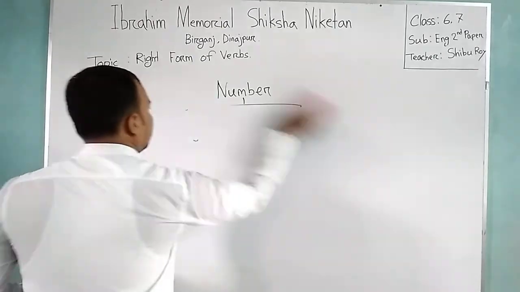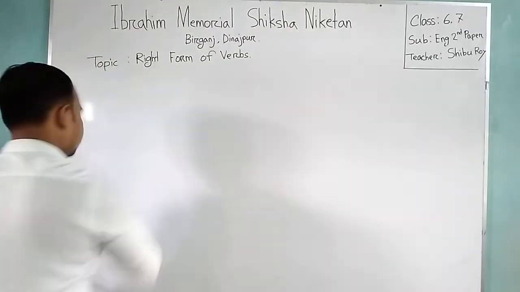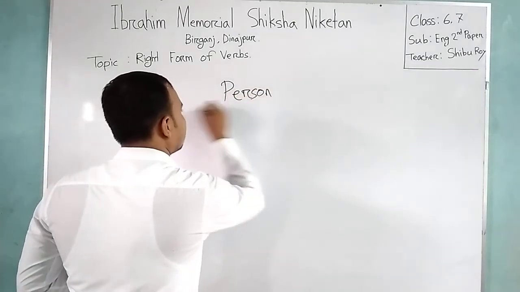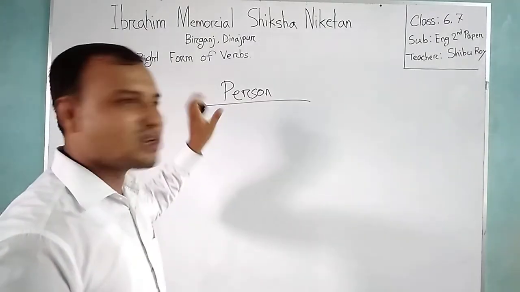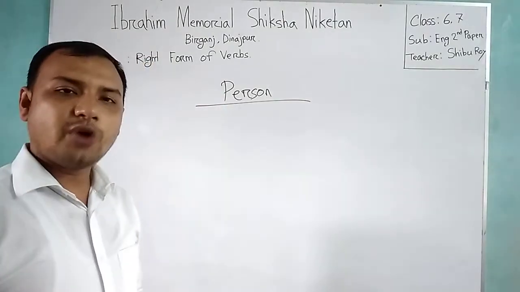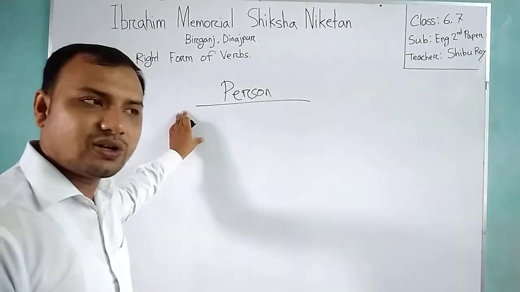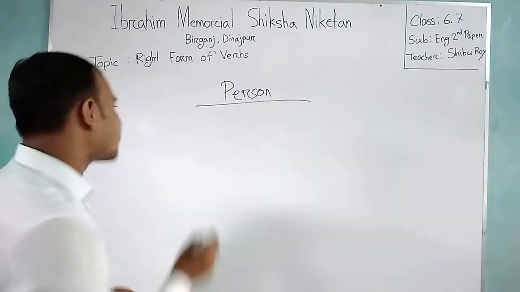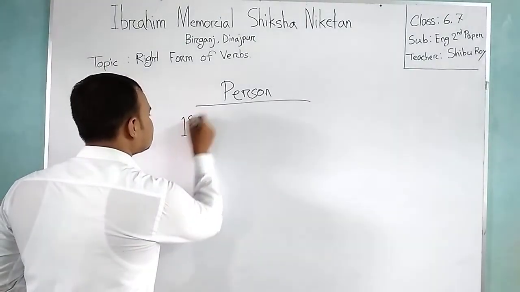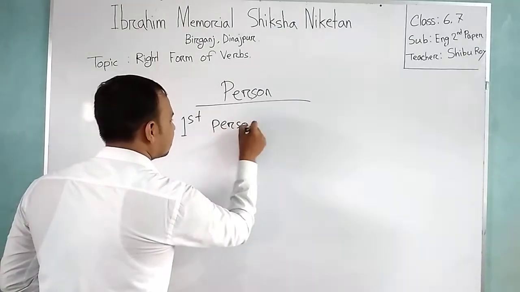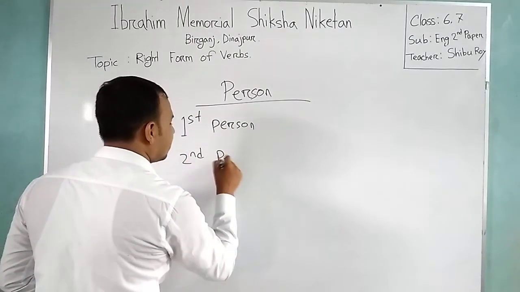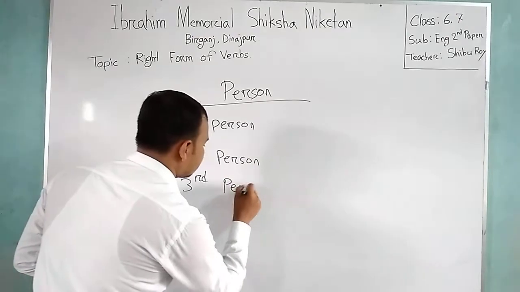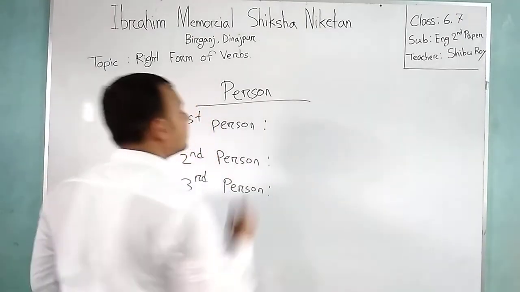After that, we will learn about person. You are also very much familiar with the subject person. Do you know it? So how many kinds of person are there? There are three kinds of person. First one is first person, second person, and third person.